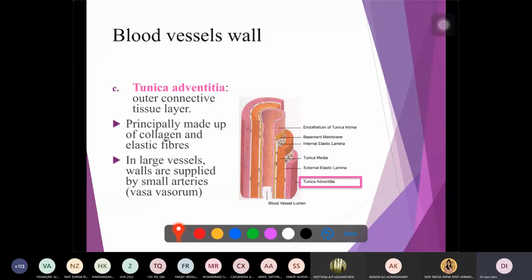In certain large vessels, you have a very thick wall. So the thick wall needs its own arteries to feed its own blood vessel, to give oxygen and nutrients to these cells as well. All right. So again, to recap, you have your tunica intima, innermost from the endothelial layer, and then you have the subendothelial, and then you have the internal elastic lamina. So these are all your tunica intima.